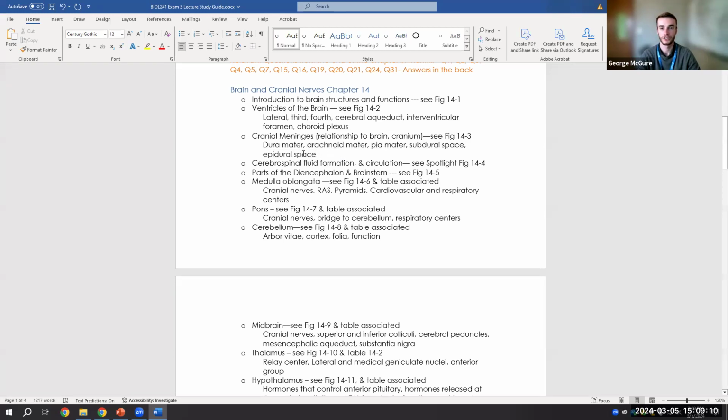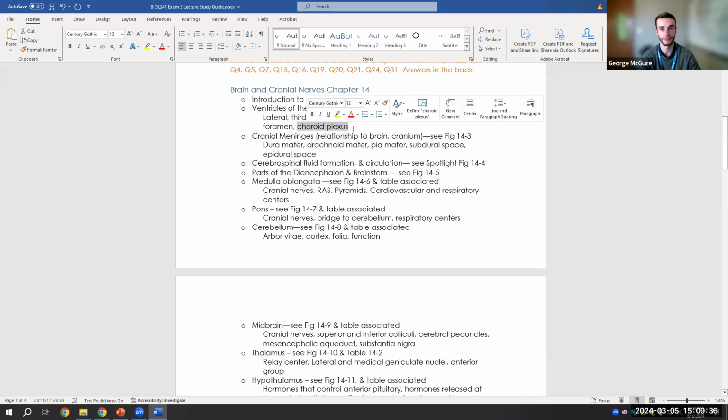Cranial meninges should just be an extension of what we were talking about, like the spinal cord meninges. You should definitely know the location of the ventricles, or at least generally where they are. If given an image, be able to identify the lateral ventricles, third and fourth ventricles, and these two connections: the cerebral aqueduct and the interventricular foramen. And then this is literally just vocabulary.